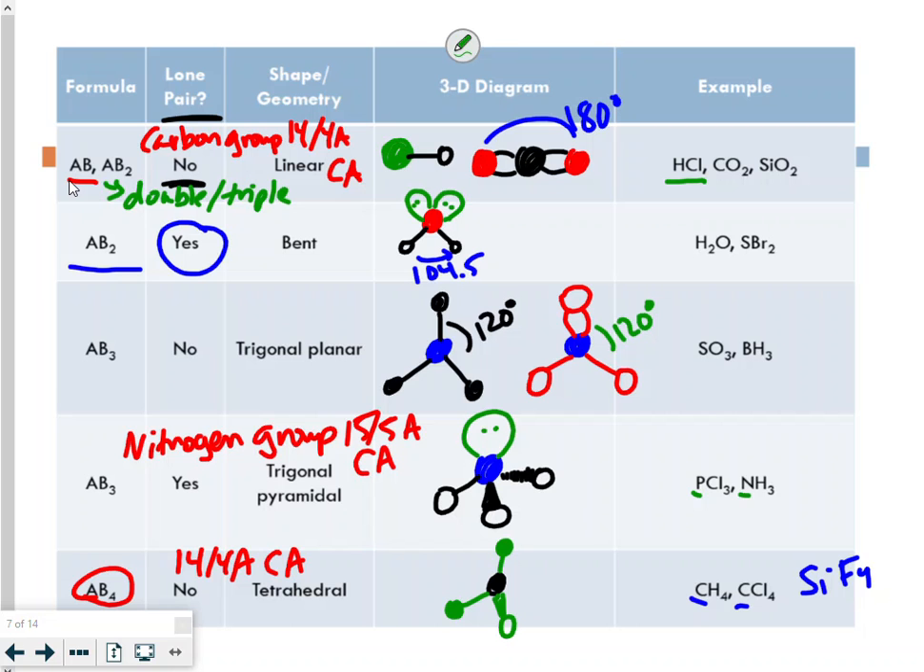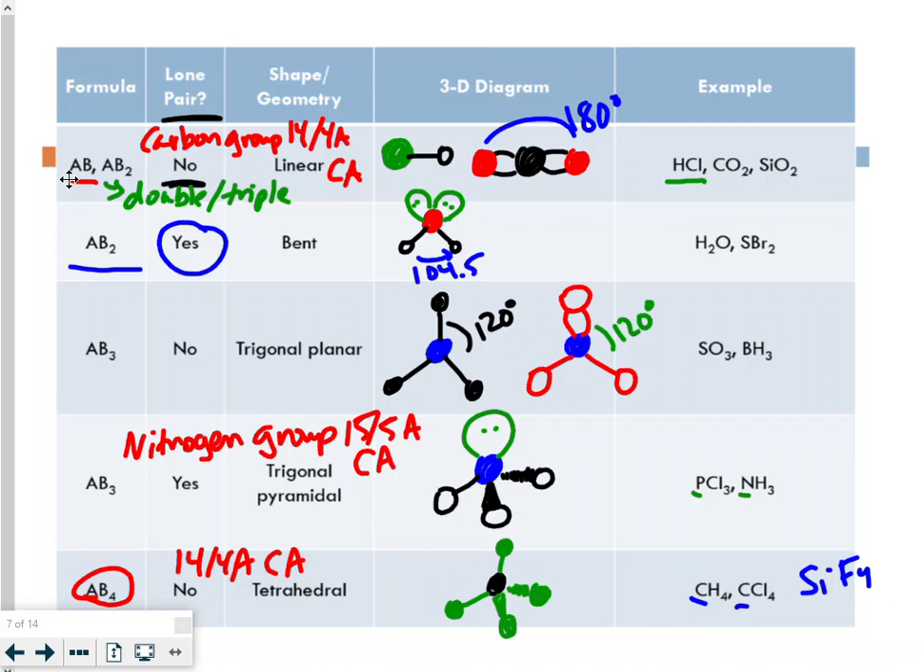And here come the terrible dashes. Let's see if I can do it. Not very well, but whatever. You get what I'm trying to do here. Dashes don't come out very well on the smartboard, but it's basically the same thing as pyramidal, but instead of the lone pair on the top, you have a bonded atom on the top.